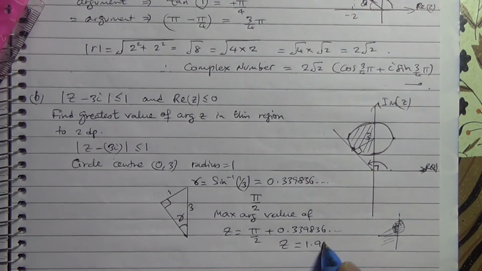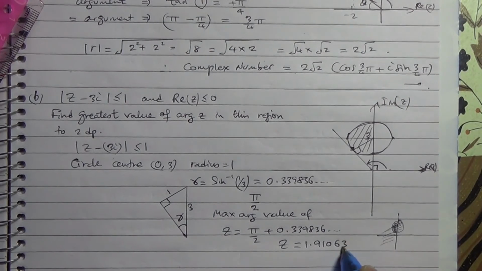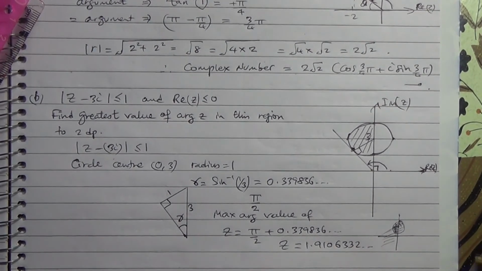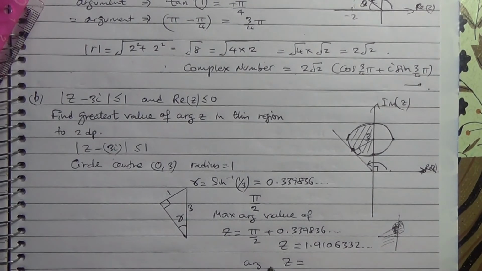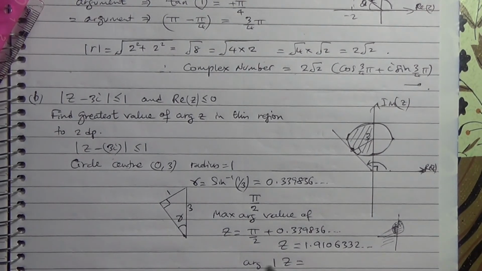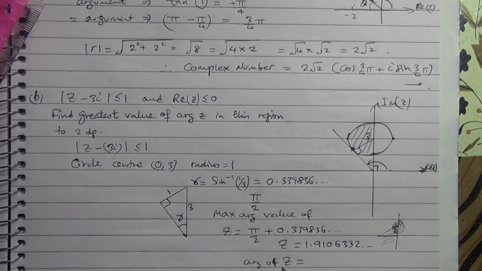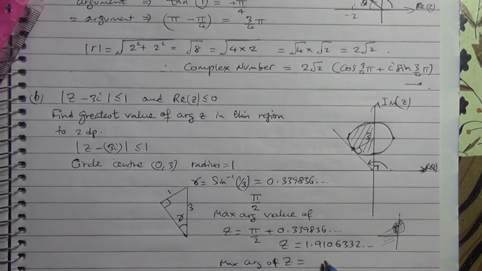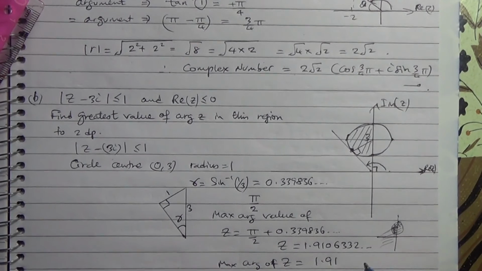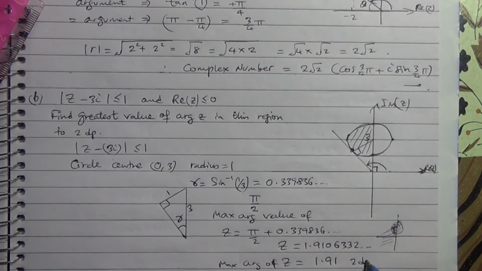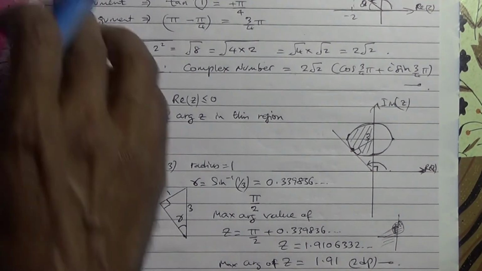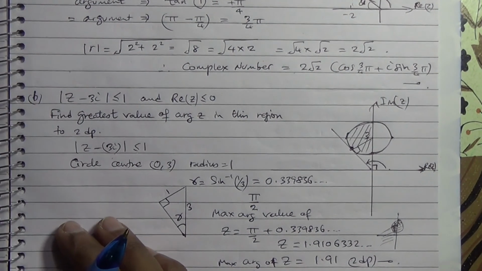And therefore I can say that the maximum argument of z is going to be 1.91 to 2 decimal places. That's it. So this question is completely done.